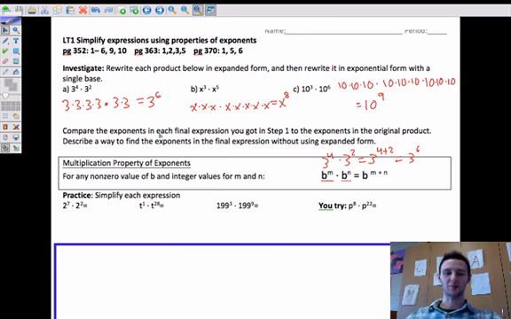So the last part is just to practice these. More examples. 2 to the 7th times 2 squared, that'd be 2 to the 7 plus 2, which is 2 to the 9th. This would be t to the 1 plus 28, which is t to the 29th. Then 199 to the 3 plus 9, which is 199 to the 12th.